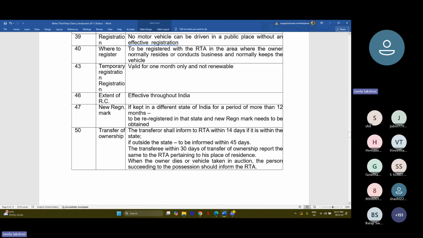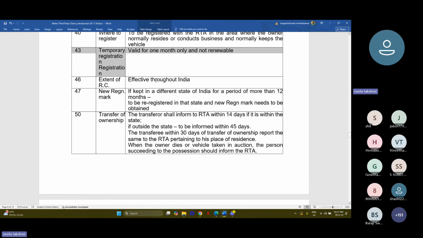Temporary registration certificate is valid for only 1 month and it is not renewable. Please note the point. Section 43, temporary registration certificate: valid for only 1 month and not renewable.